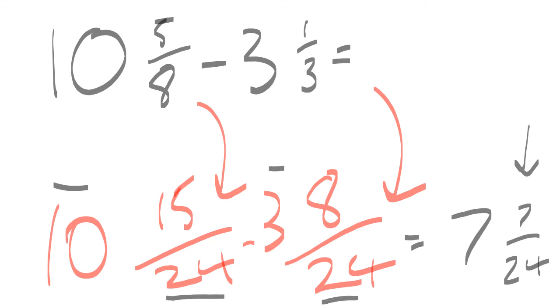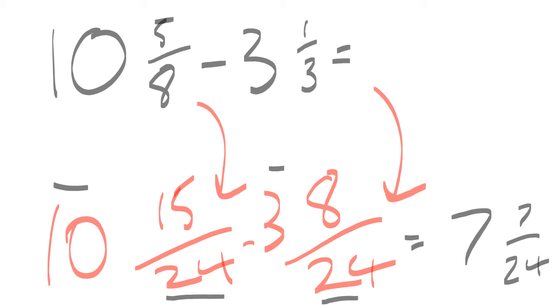Hey, can we pretend something? Let's just pretend the answer was 7 and 12/24. If the answer was that, you could have simplified it all the way to 7 and 1/2. But the answer wasn't that, guys. The answer was actually 7 and 7/24, which cannot be simplified.